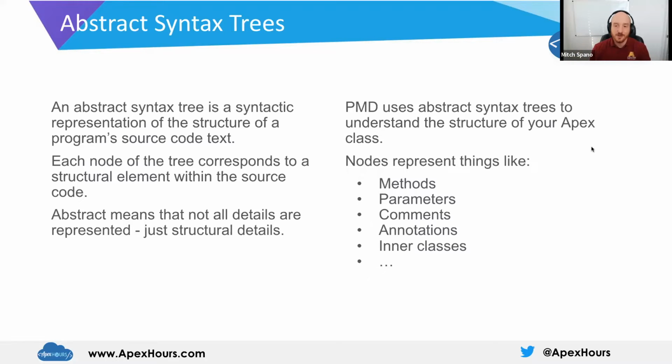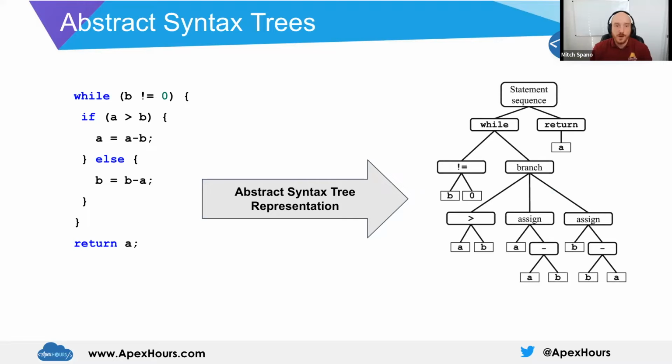So what might that look like? If you have a little snippet of Apex code over here, right here we've got this while statement, and we're going to return A. An abstract syntax tree representation of that might look something like this. So it takes the actual source code and translates it into a structure that defines the actual structure of the logic that you're trying to do with the source code that you have written.